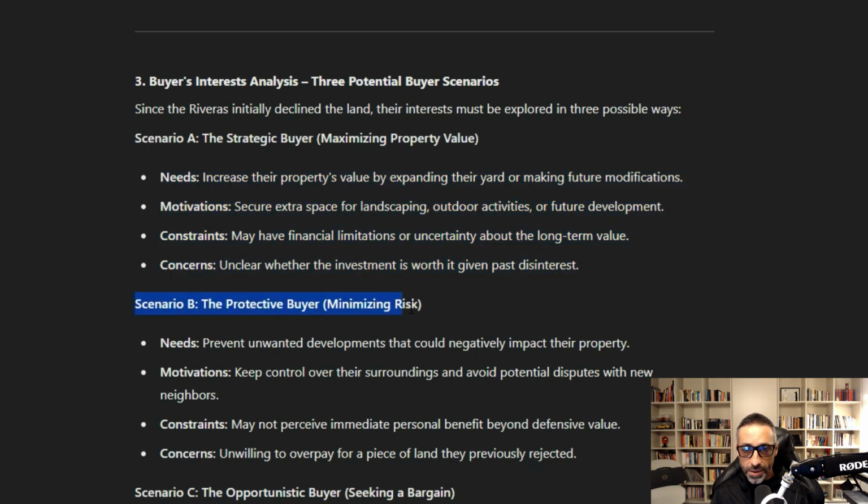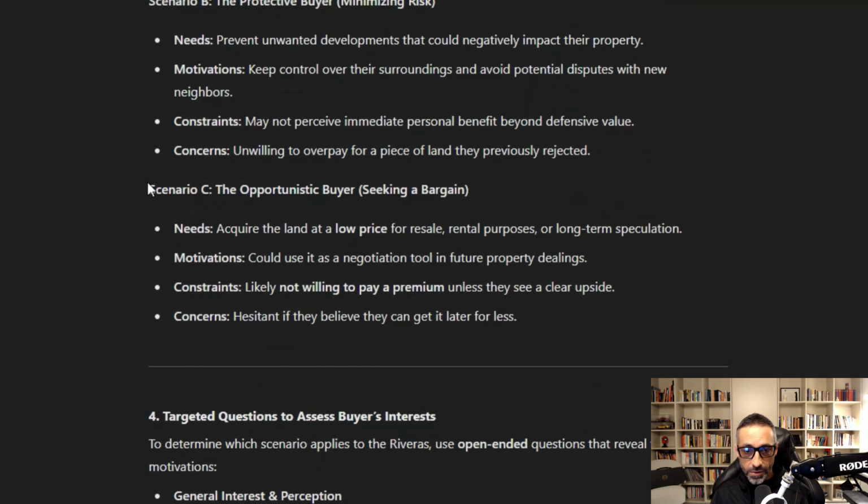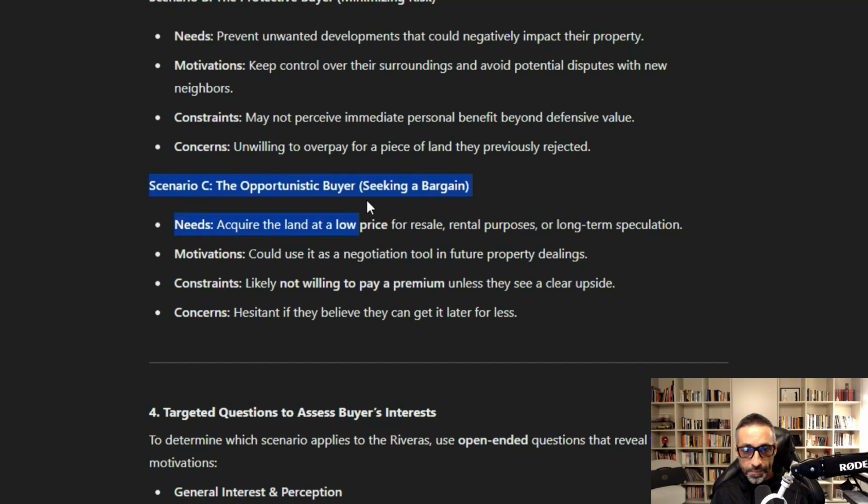Scenario B, the protective buyer, minimizing risk. Prevent unwanted developments that could negatively impact their property. Keep control over their surroundings. May not perceive immediate personal benefit beyond defensive value, unwilling to overpay for a piece of land they previously rejected. And the last scenario is the opportunistic buyer seeking a bargain. Acquire the land at a low price for resale, rental purposes, or long-term speculation. Could use it as a negotiation tool in future property dealings. Likely not willing to pay a premium unless they see a clear upside, hesitant if they believe they can get it later for less.